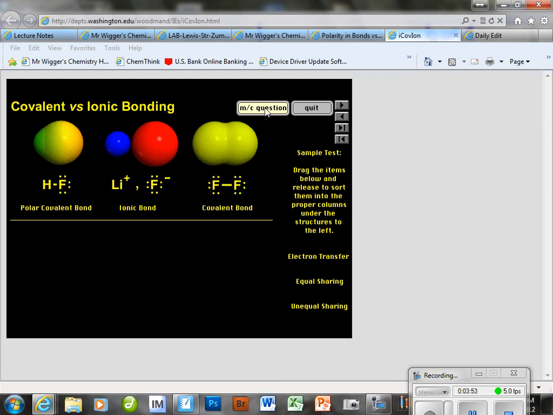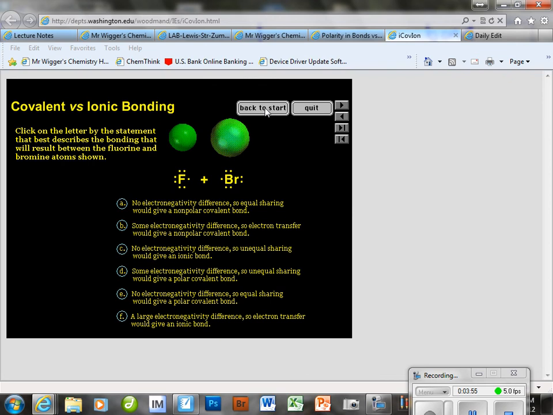Also, you've got the MC question, and you need to answer. There's only one question here, so you need to answer the one. It says click on the letter by the statement that best describes the bonding that will result between the fluorine and the bromine. Okay, just a little heads up here, that's two nonmetals, so that should give you a nice big clue there. And it's either going to be ionic, covalent, or polar covalent.